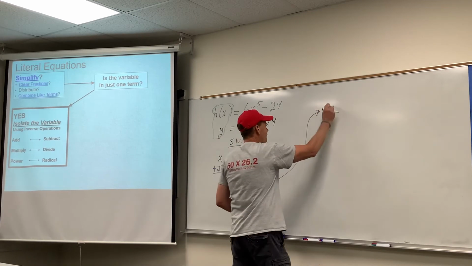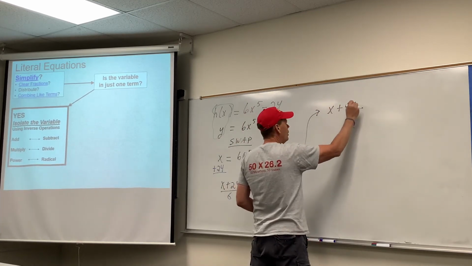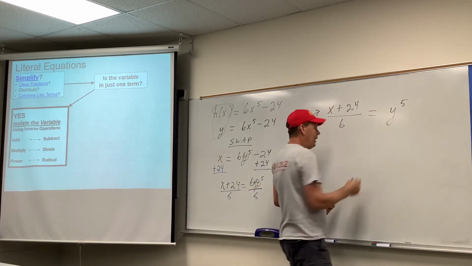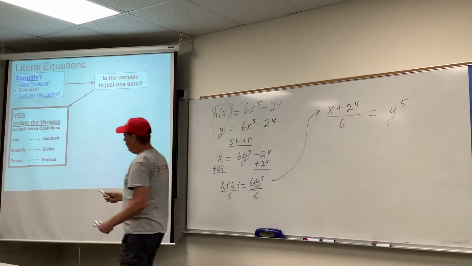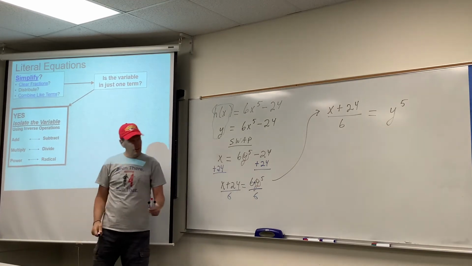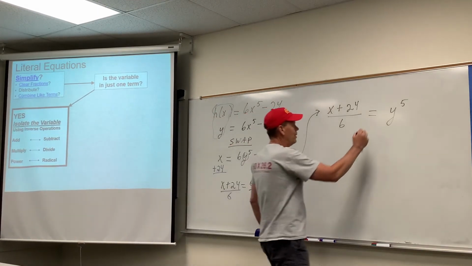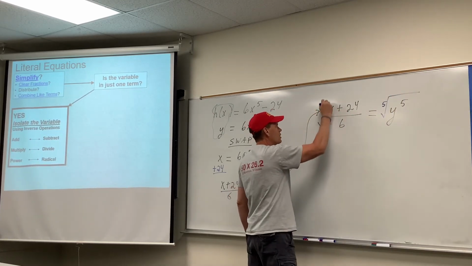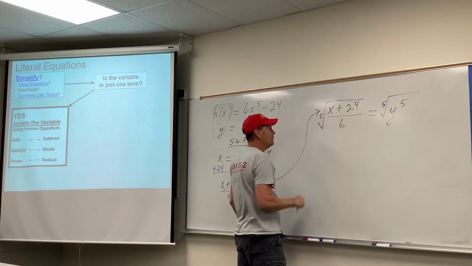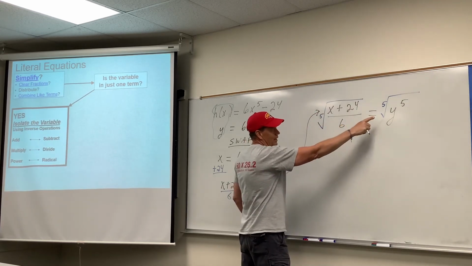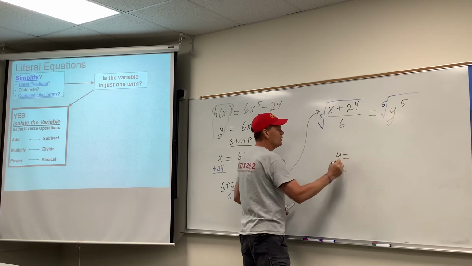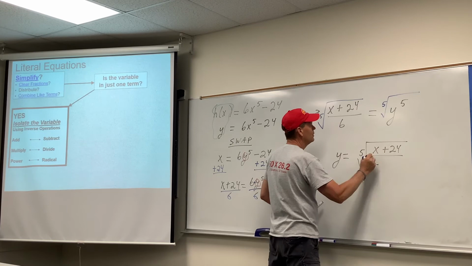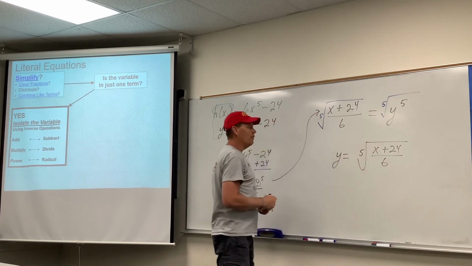This now becomes x plus 24 all over 6 equals y to the 5th power. And then what gets rid of that 5th power? The 5th root. Radicals and powers are inverse operations, so we would apply a 5th root to both sides. Now make sure you put that 5th root over the top of the whole thing. And that's going to be y now, isn't it? So how about y equals, I'm just switching sides here on the two expressions. And y would equal the 5th root of that.